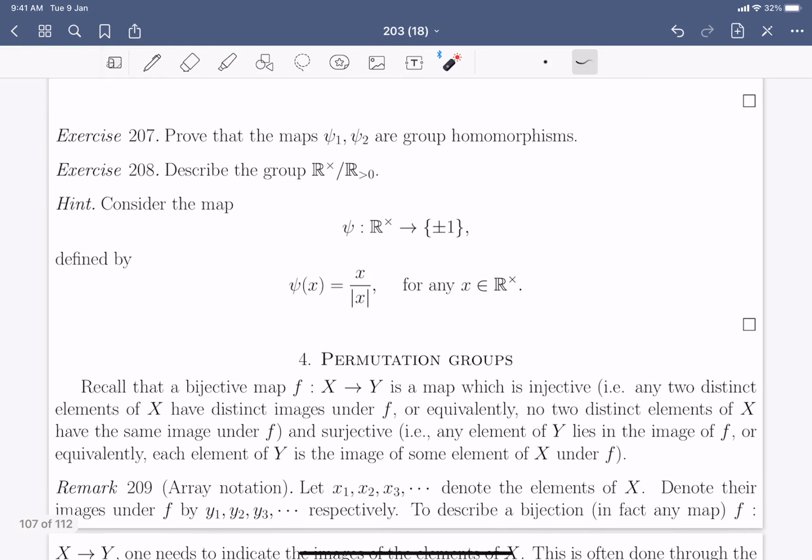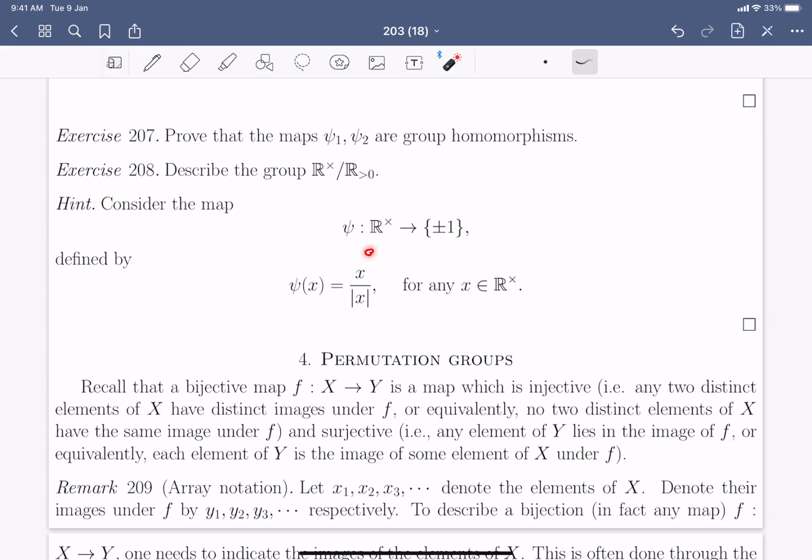Here is another exercise where again one can apply the first isomorphism theorem, or anyway one can also have other approaches, but I cannot imagine any which will not factor through some such thing. Yeah, so this asks to describe the group R cross modulo the subgroup of all positive real numbers, certainly under multiplication of real numbers. So here we define this map, which comes as a hint, so this is not a complete proof for sure.